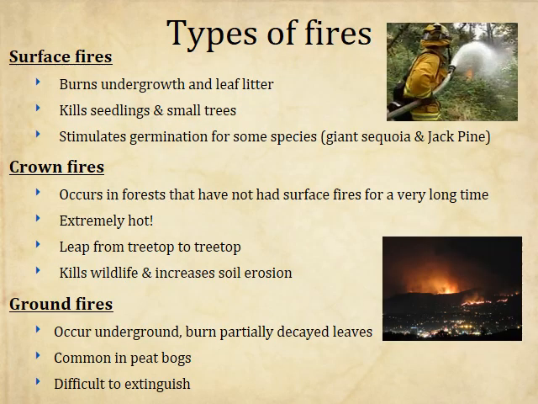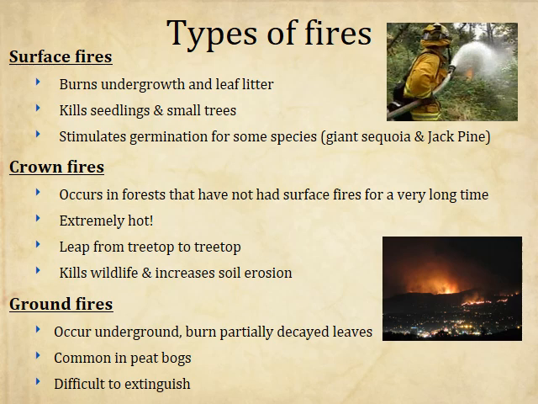Three different types of fires. Surface fires burn the undergrowth and the leaf litter. It kills seedlings, small trees, but this stimulates germination for some species. Giant sequoias, jack pines, a lot of the pine barren species in New Jersey actually need fire in order to release the seeds from their cones.